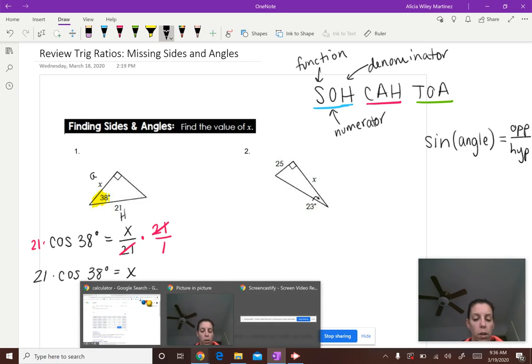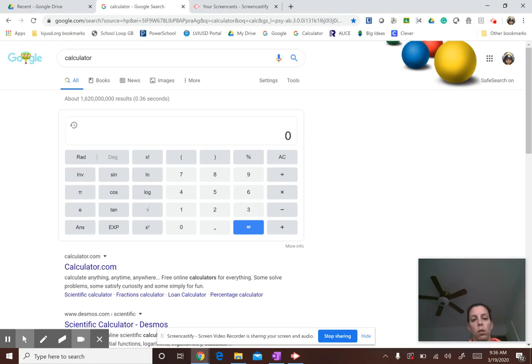So I'm going to go to mine on the computer here, so that you can see what I'm typing in. On Google, I just searched calculator, and this is what came up. Now, it's really important if you're going to use this one that it is on degrees. So I can see here radians, degrees. Radians is something that we are not using. We are using degrees. So please make sure that degrees is the one that you have selected. So I believe it's a little bit lighter there. So keep that in mind.